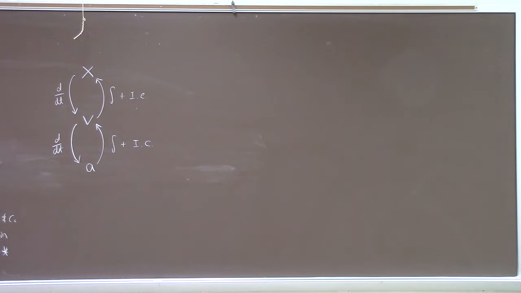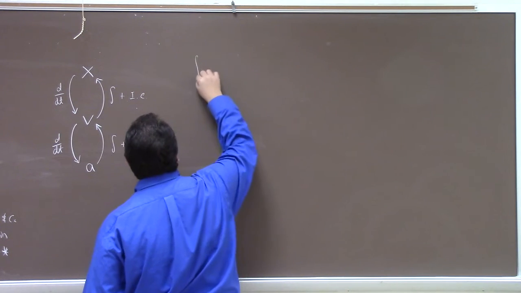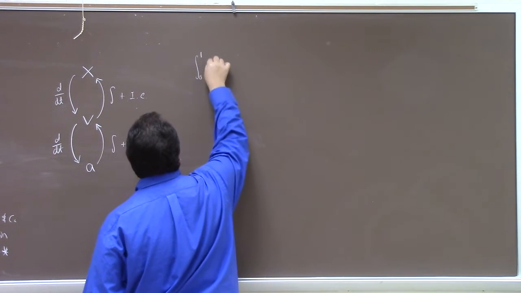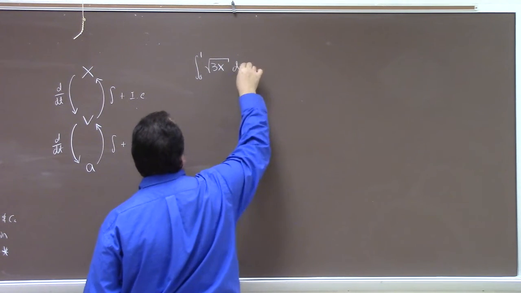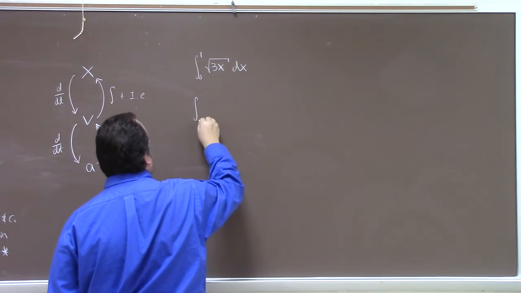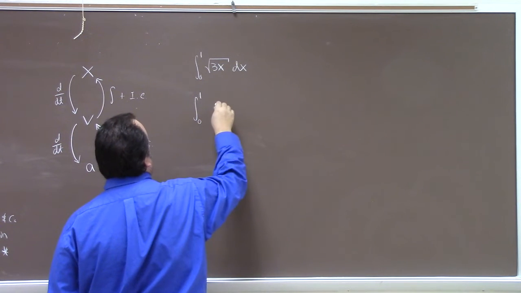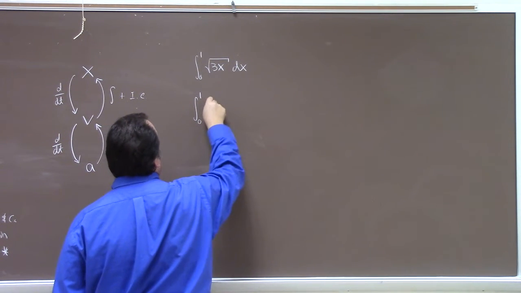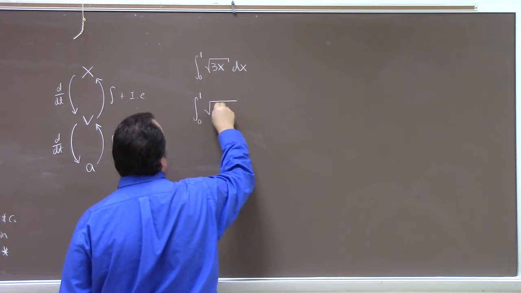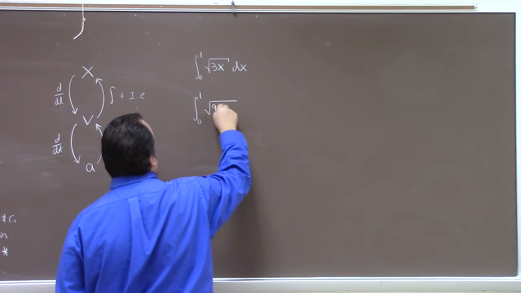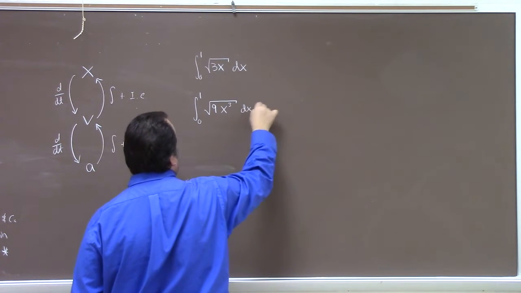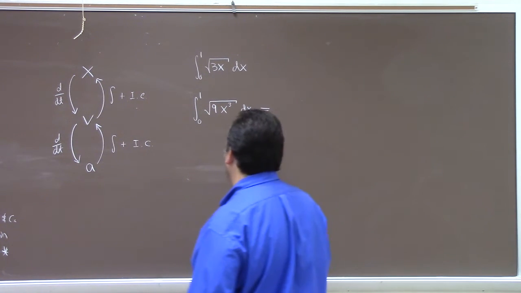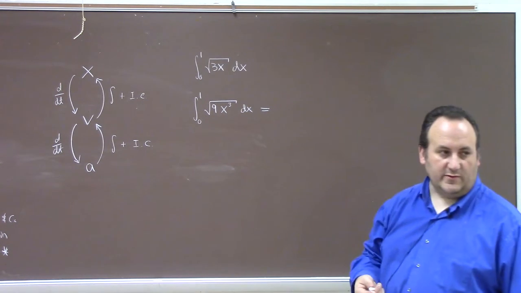One is the integral from 0 to 1 of the square root of 3x dx. Okay, so I'm going to do something very similar but different. So the integral from 0 to 1 of the square root of, oh, I don't know, 9x cubed dx. So to do this problem, I just need to use properties of square root.